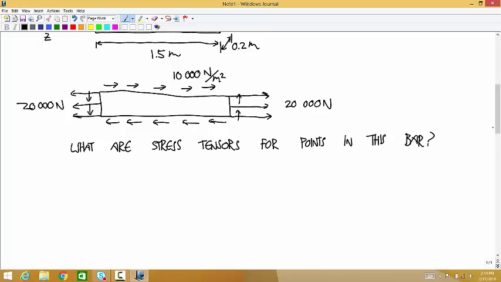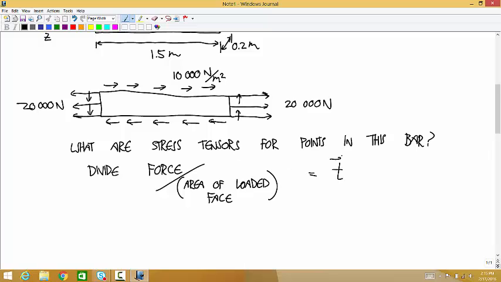Well, the way you do this is divide the total force by the area of the loaded face to get the traction vector on that face. And then once you have the tractions, the stress tensor for every point inside that body is just going to be the same as it would be for that stress element.